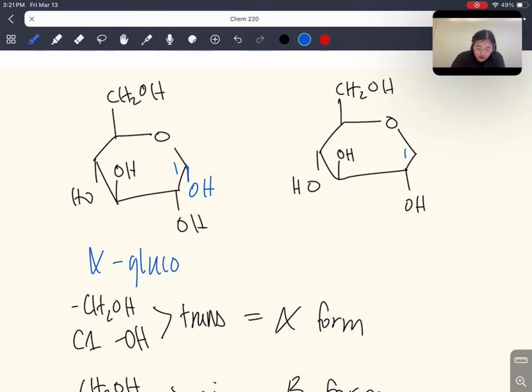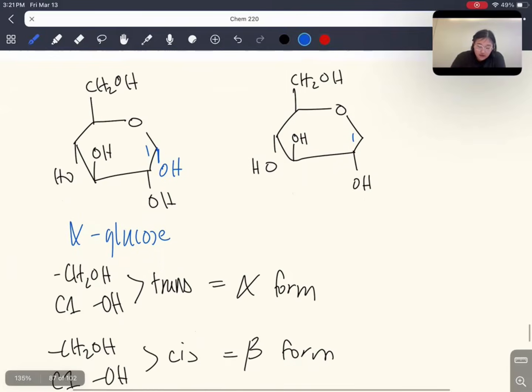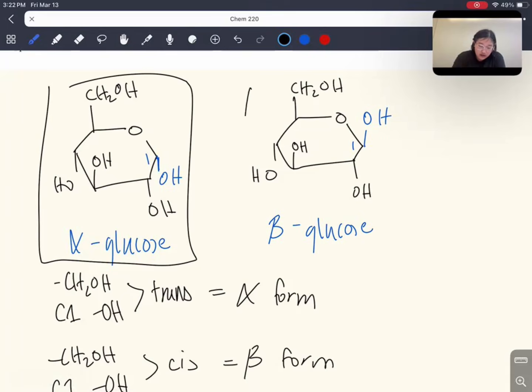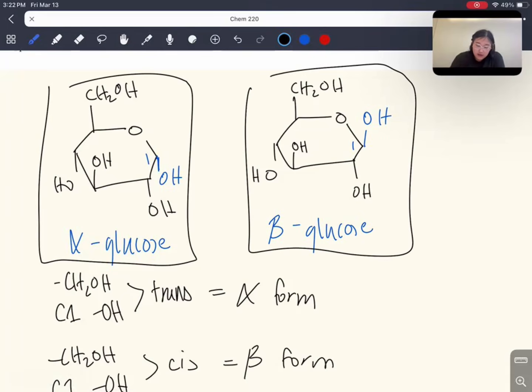And then for the other molecule of glucose, we want the beta form, so we want the CH2OH group and the OH group to be cis to each other. Since our CH2OH group is pointing up, our OH group will also point up, and that will be beta glucose. So these would be the two structures of glucose that you would draw in this question.